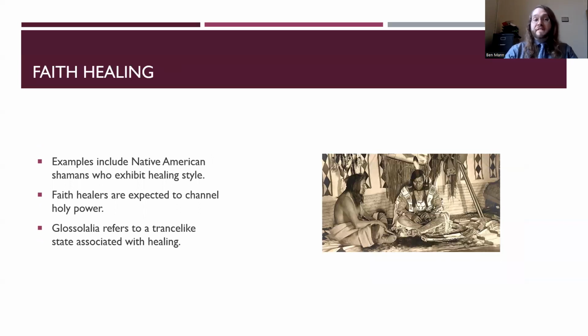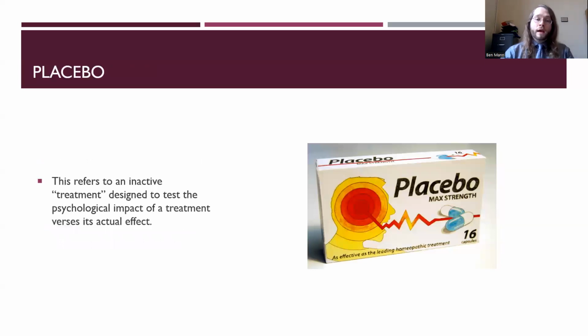There are examples here of faith healing, right, of Indigenous and Native American populations who have exhibited a variety of healing styles, faith healers who channel and utilize holy power, including the idea of glossolalia, a trance-like state that's associated with healing as it relates to shamans and leaders in indigenous cultures and communities too, recognizing that forms of healing and care take a variety of different forms depending on the context and situation. You might also be familiar with the idea of a placebo.